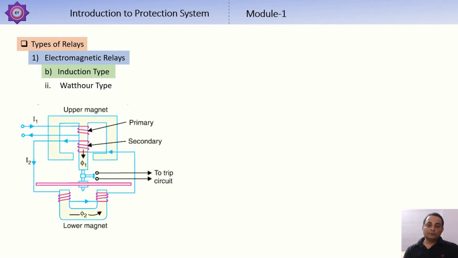Next, watt-hour type. In watt-hour type, there are two electromagnets: this one is known as the upper magnet and this one is known as the lower magnet. The upper magnet carries the primary as well as some part of the secondary, while the lower magnet carries only the remaining part of the secondary winding.